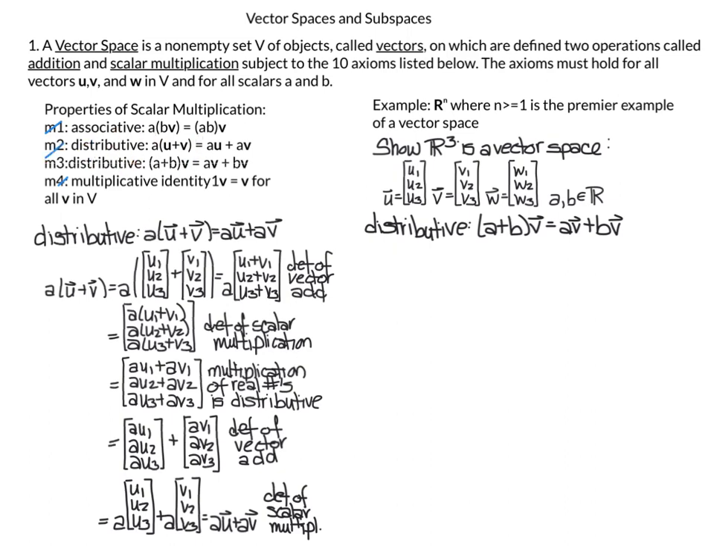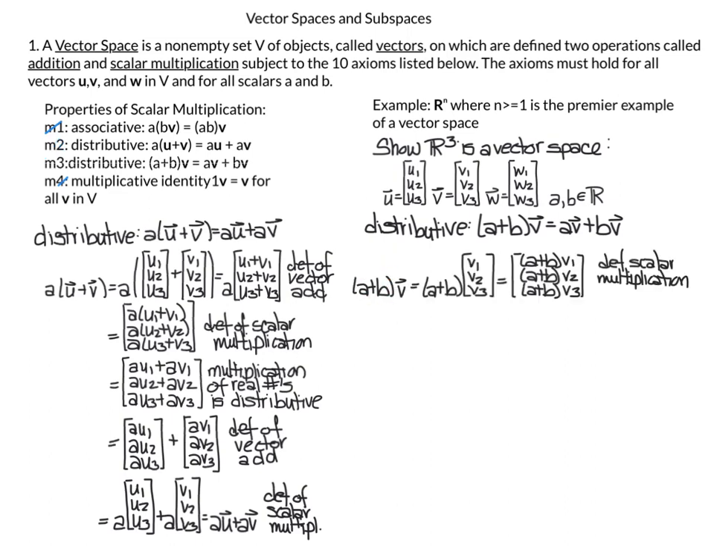Moving on to this distributive property where we have the addition of two scalars times a vector is equal to the scalar times the vector plus the second scalar times the vector. So we will prove that over here on the right. We have two scalars, a plus b, times a vector v. So I write out my vector v in terms of its three coordinates. So now I have a plus b times v. By the definition of scalar multiplication, I'm just going to multiply my scalar a plus b times each of the coordinates. So I have a plus b times v1, a plus b times v2, a plus b times v3.